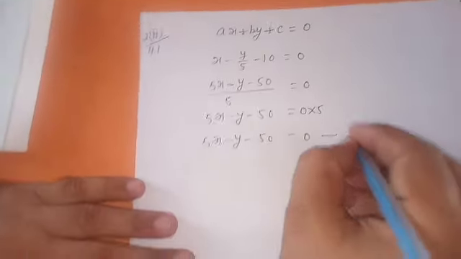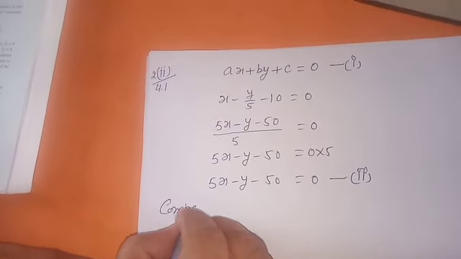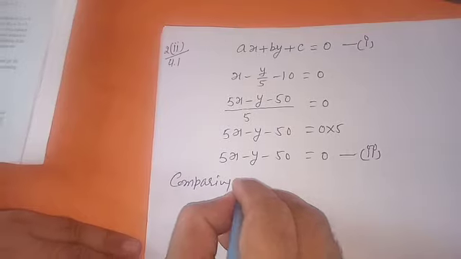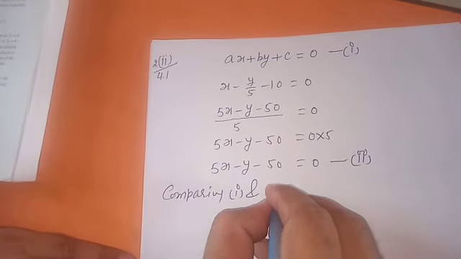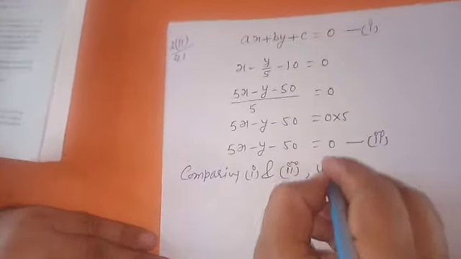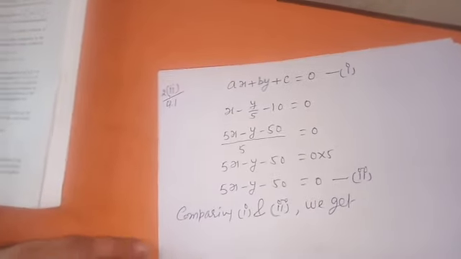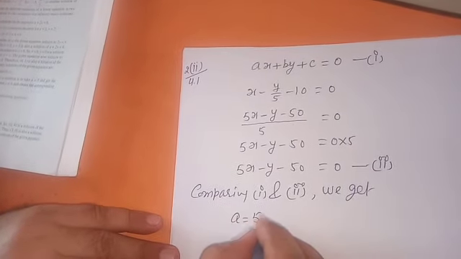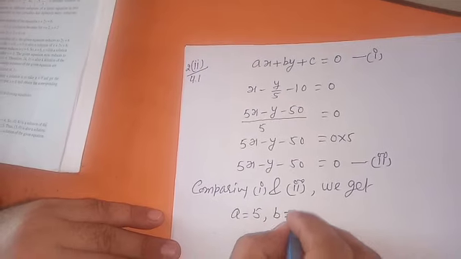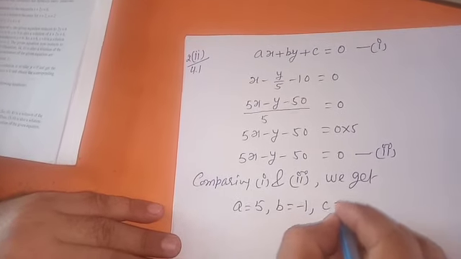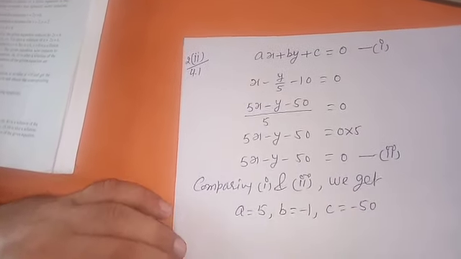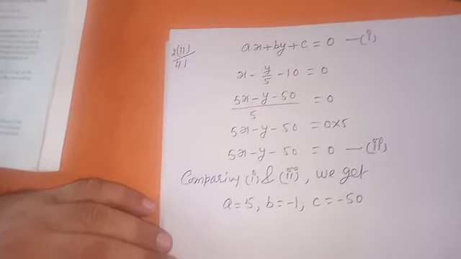This is your second, and this is your first. Again comparing first and second, what do we get? A is equal to 5, B is equal to -1 and C is equal to -50. Understood?